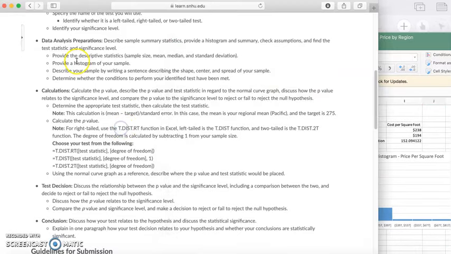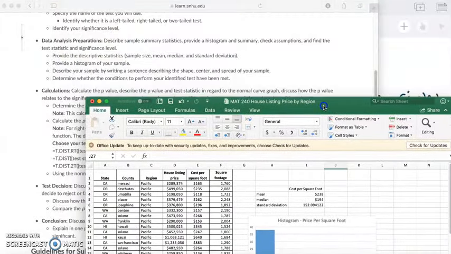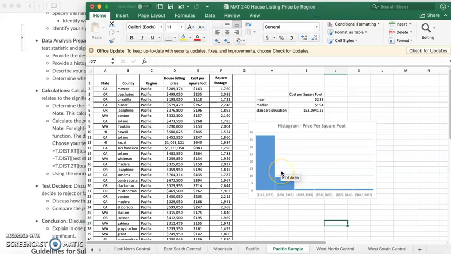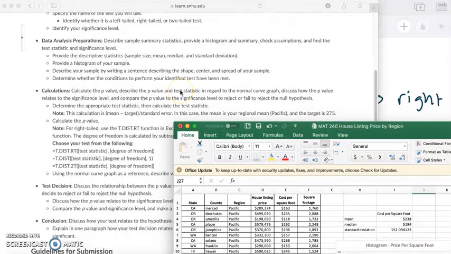Describe your sample. Now, I'm not going to get into too much detail here. This is something that you guys need to do, but is this normally distributed? Is it symmetric? Is it skewed? Is it left or right skewed? Is it really spread out? Look at our standard deviation compared to the mean and median. What would you say about this data? It's important to put that part.